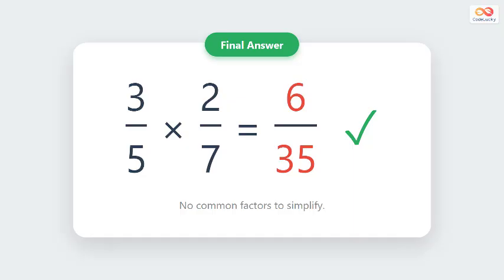We should always check if we can simplify the fraction, but in this case, 6 and 35 do not share any common factors, so the answer is already in its simplest form.